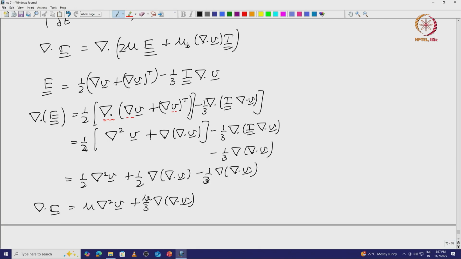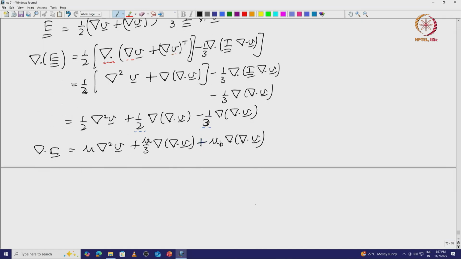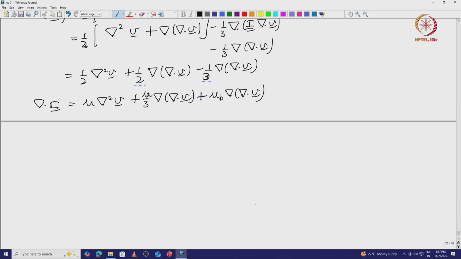So, I have to multiply by 2. So, I will get 1 here and 2/3 here. If I multiply by 2, I will get 1 here and 2/3 here. Plus you have this additional term here. So, this is divergence of the identity tensor times del dot V, and that basically becomes plus mu B into the gradient of del dot V. So, that is the divergence of the stress tensor.